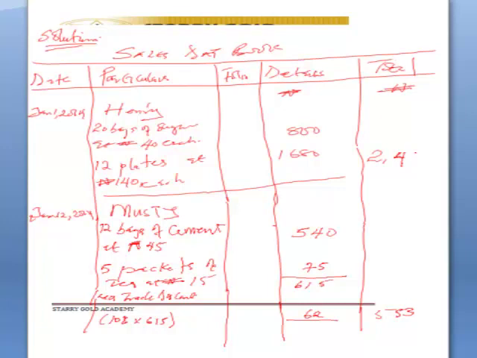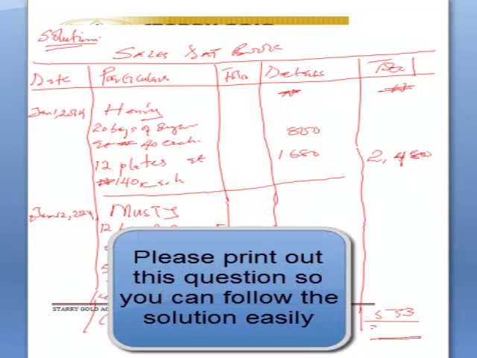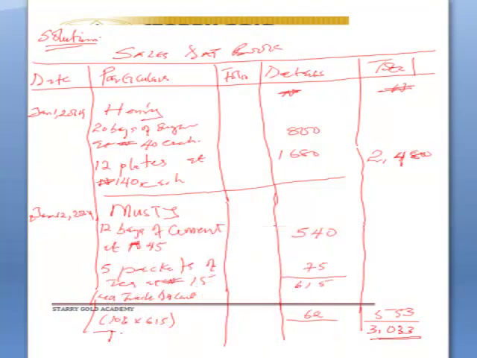The total here is 2,480. So when we add 2,480 plus 553, it will give us a total of 3,033. So this is what we are transferring. We say transfer to sales account. This is the total we are transferring to sales account.